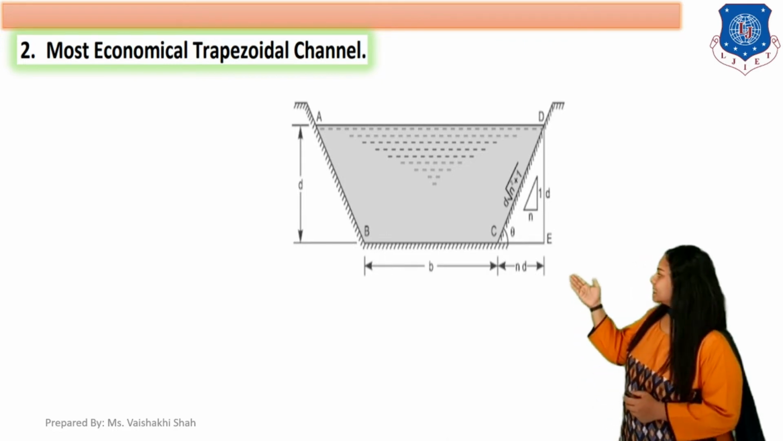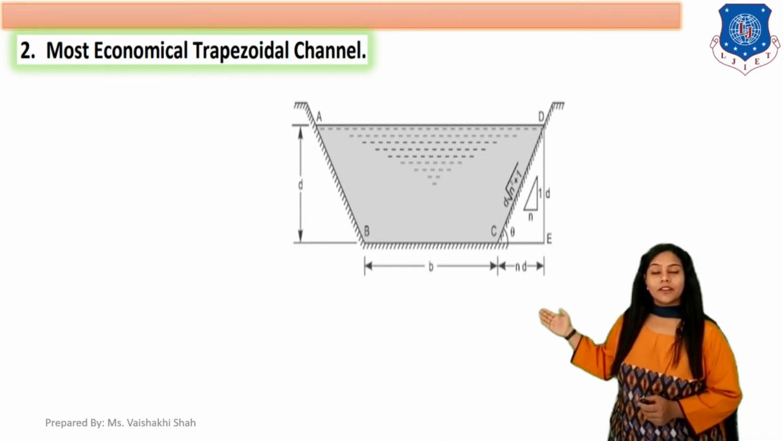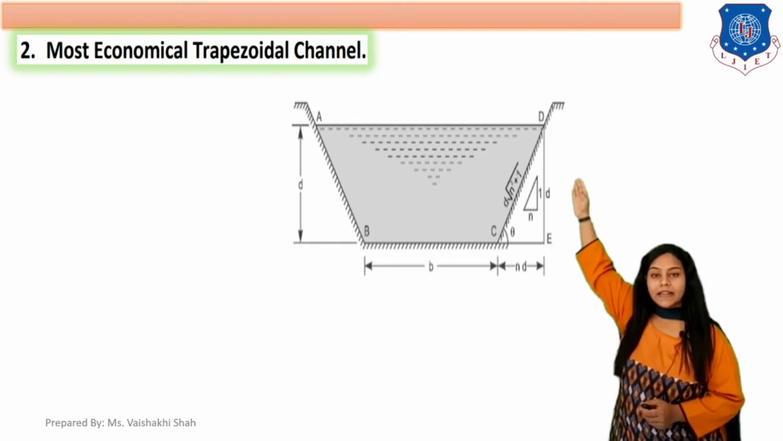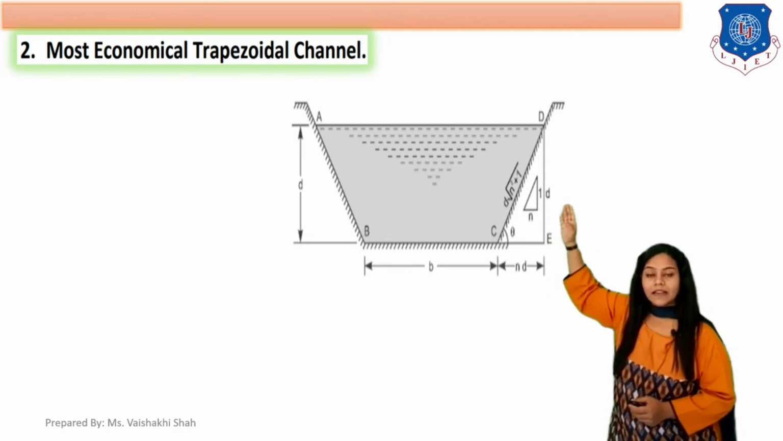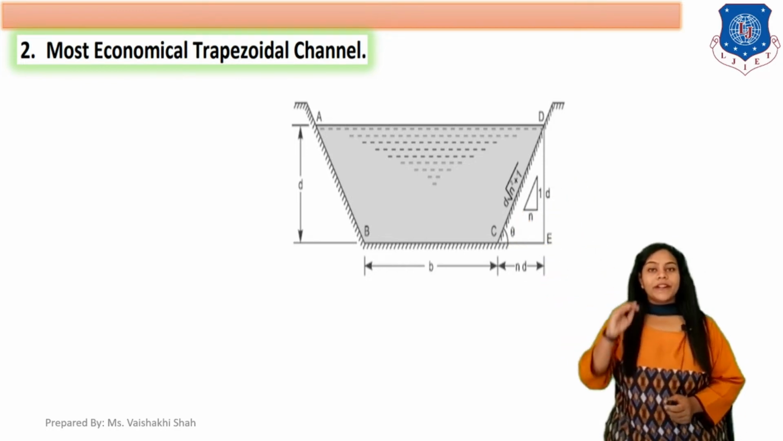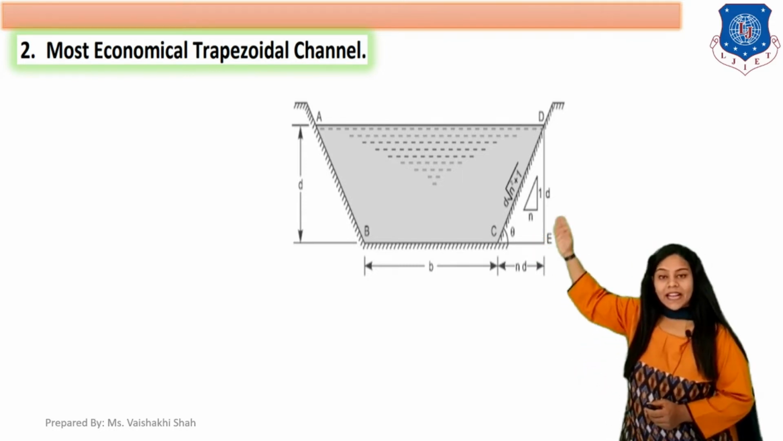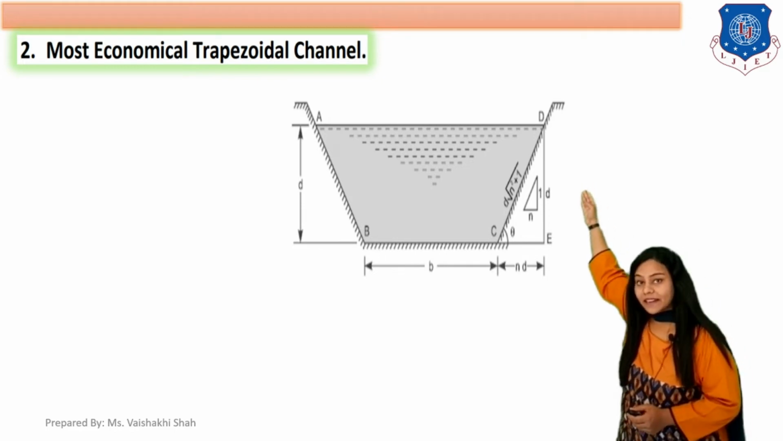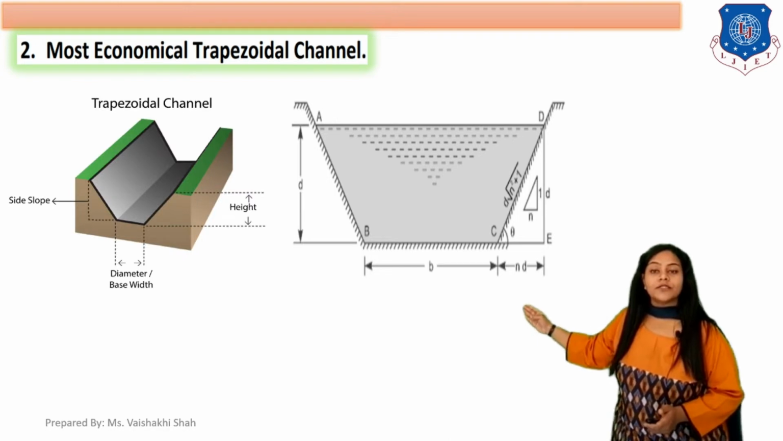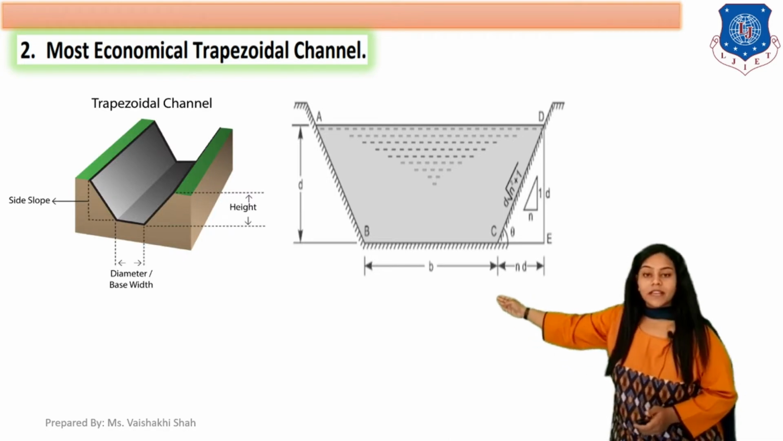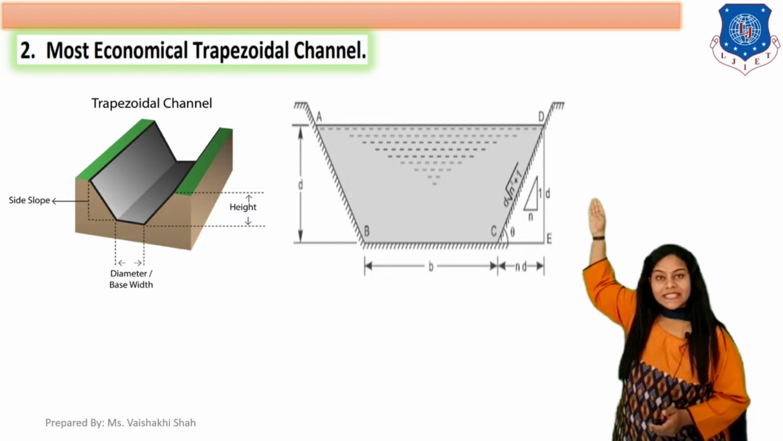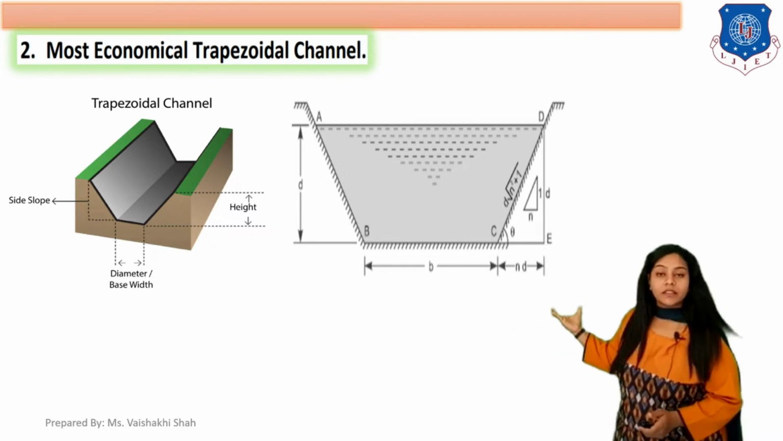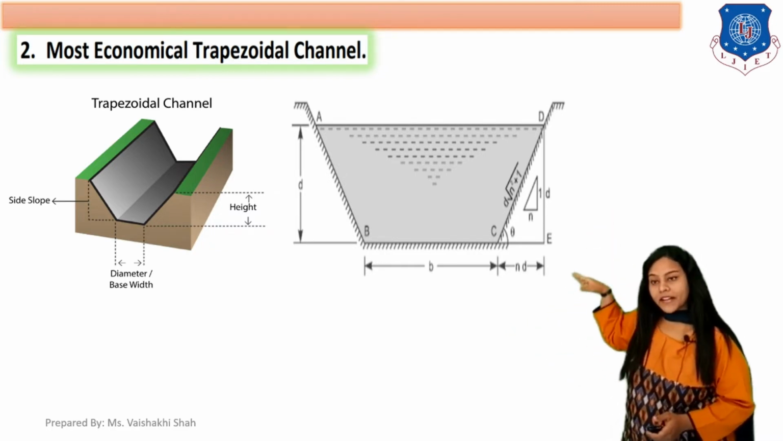As you can see in this diagram, here is your trapezoidal channel ABCD. The depth of this channel is D, and the bottom width of this channel is B. You can see in the diagram the base width B and the height or depth D.